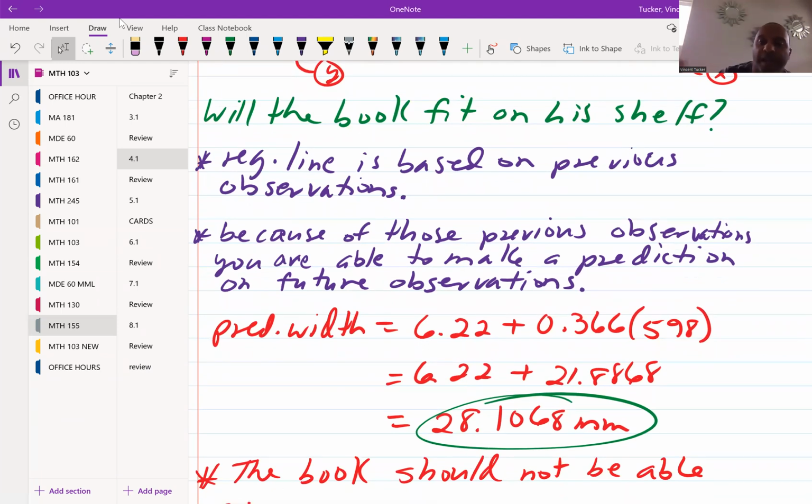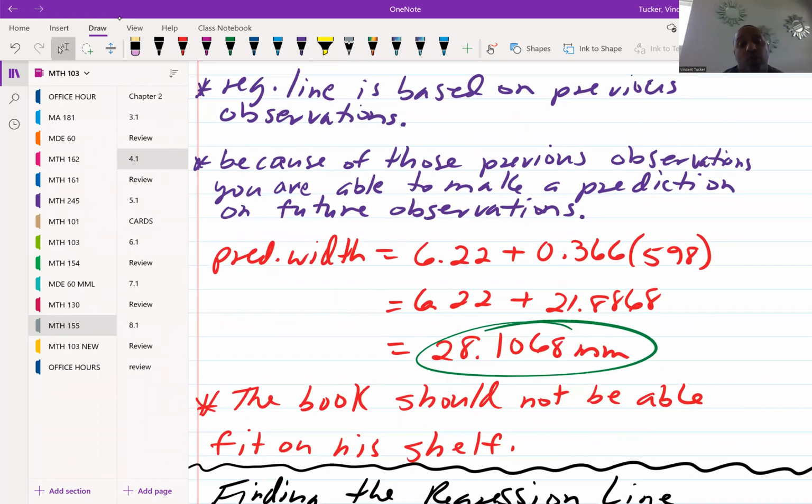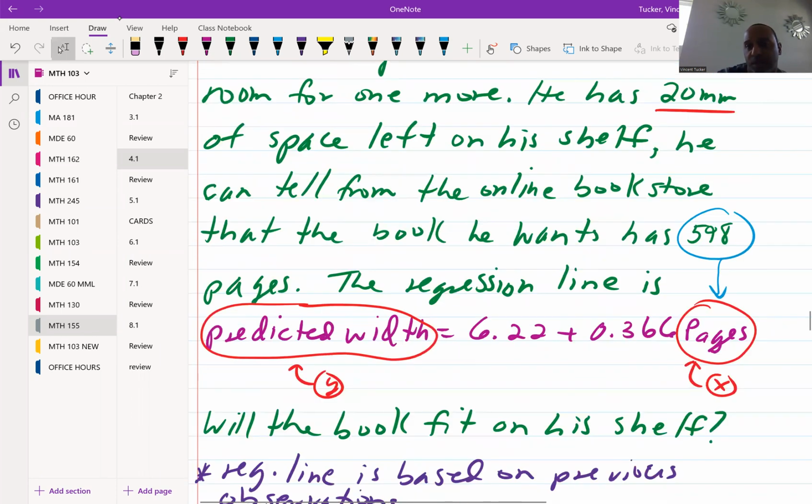So like I mentioned, we took that 598 and plugged it in for pages in the formula so we can get a predicted width. So 6.22 plus 0.366 times 598. And when we plug that into the calculator, you should get 28.1068. And so according to our regression line, the predicted thickness should be 28 millimeters. So this book should not be able to fit on his shelf, because remember, all he had left was 20 millimeters, if I'm not mistaken. Yep, 20 millimeters.